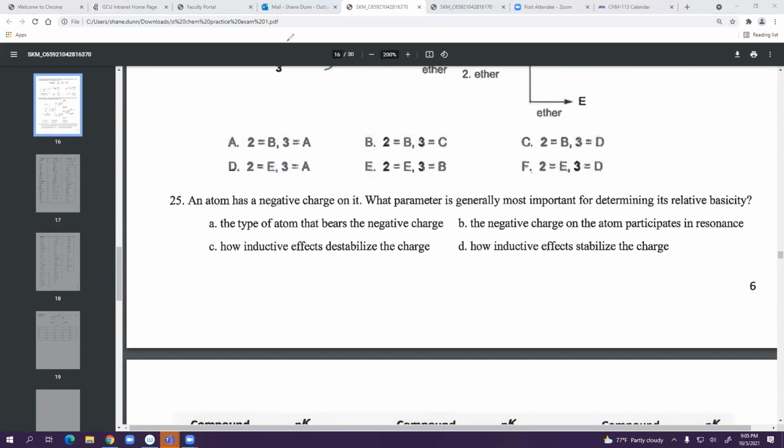It's so stupid. Okay, an atom with a negative charge on it. What is the biggest thing about it? What matters most for molecules? The type of atom matters the most, right? Is it fluorine? Is it chlorine? Is it bromine? Is it iodine? The size and electronegativity matter way more than resonance. Resonance matters second, and up next is hybridization.